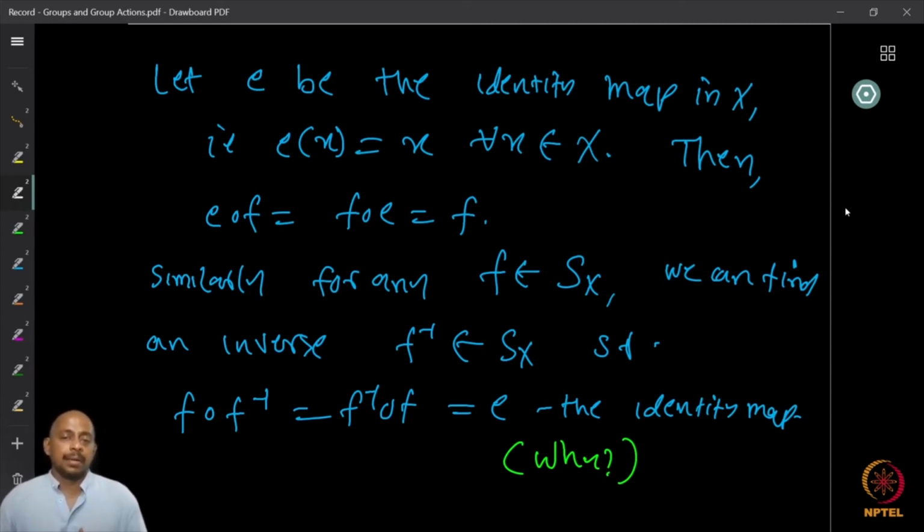Then we have inverse, right? If you take any permutation, then you can also find the inverse permutation, so that the composition gives you the identity permutation. And again, the inverse permutation will give you the identity permutation when you compose it with the f that you started with, and one can verify this. So I request you to go through this and verify this to be the case.